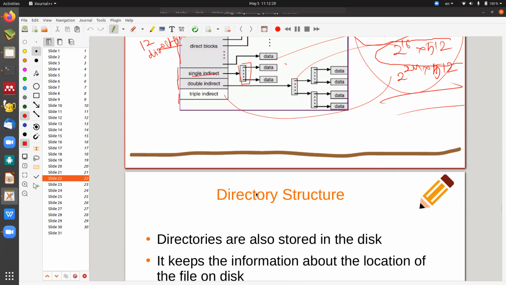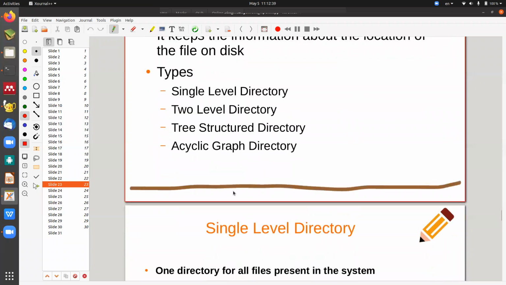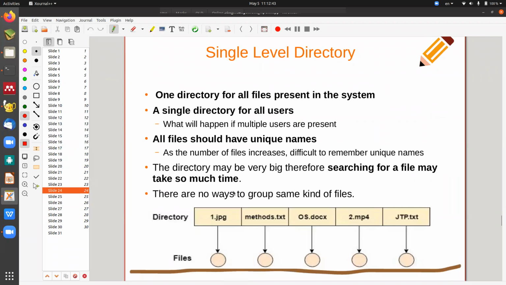Yes, but the directory structure has been divided into 4 parts: single level, two level, tree structure, and acyclic graph. What is the meaning of this? If you think about a single level directory structure, even if you have 5 users, all the users keep their files in a single box, and this is only one directory, slash.